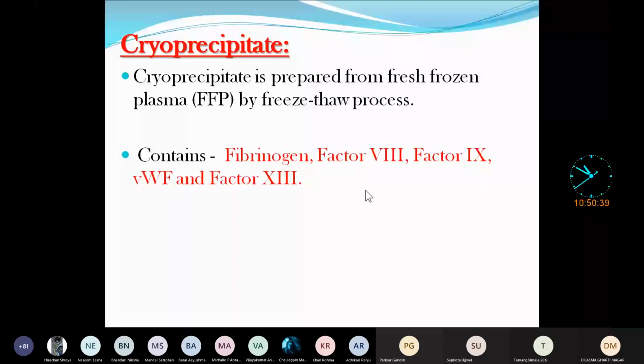Cryoprecipitate is prepared from fresh frozen plasma by the freeze and thaw process. Freeze and thaw process means fresh frozen plasma. At what temperature it is stored, I told you, isn't it? So below minus 18 degrees Celsius. So whenever it is frozen, now we want to take out the cryoprecipitate, understood here? So if that fresh frozen plasma is thawed, it cannot be frozen again, understood here?